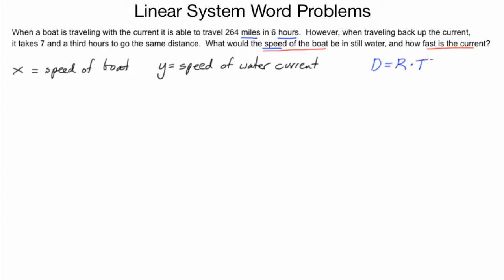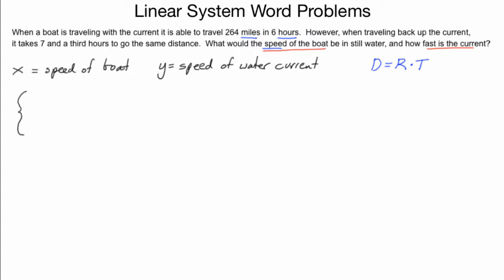Okay, so if I've got distance, rate, and time, and I've got speed related with my variables, hopefully I know some distances and I know some time. So let's see what we got going on here. In my linear system, we're comparing two things. In this case, we have up the river and down the river. So let's start traveling with the current.